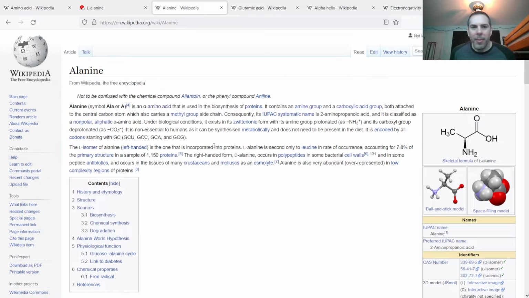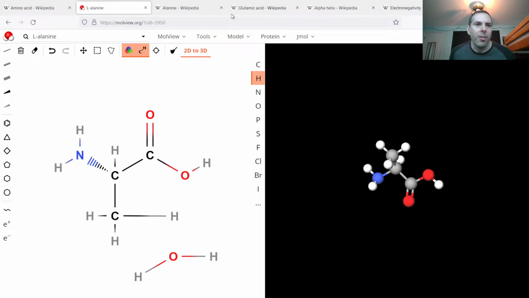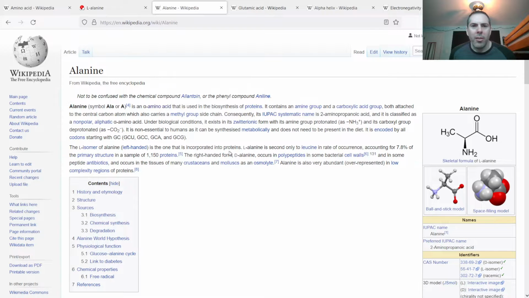I think that's pretty much everything. Again, alanine, what I'm showing here is the left-handed version. The left-handed alanine is the one that is incorporated into proteins, even though the right-handed is showing up in different places. It's not going to be in the proteins.